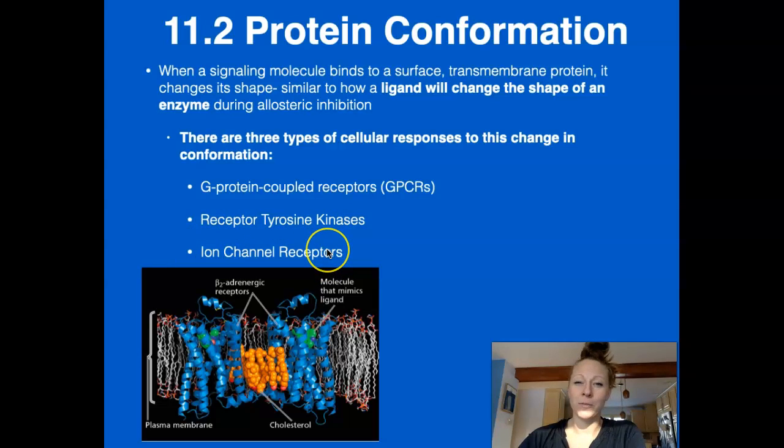These should also sound familiar from when we were talking about nerves and nerve cells, and how when molecules pass from the presynaptic cell to the postsynaptic cell, the neurotransmitters are going to be interacting with these ion channel receptors. So this should all be a little familiar, bits and pieces.